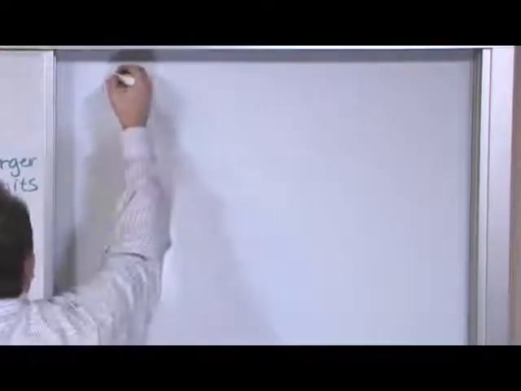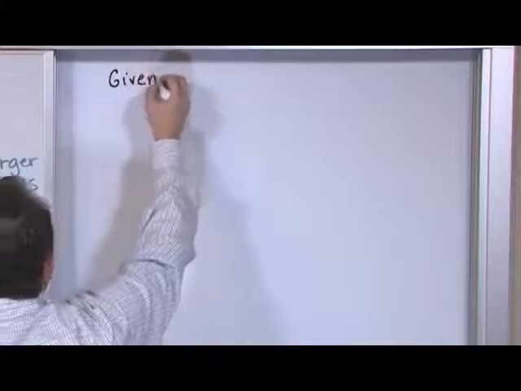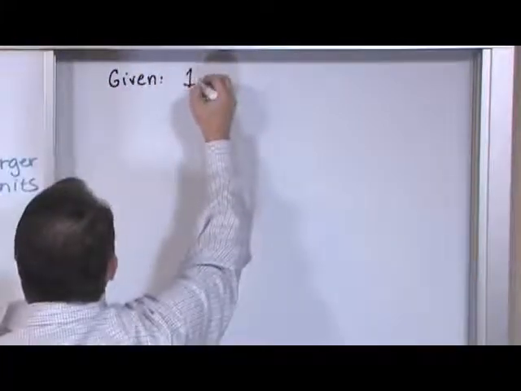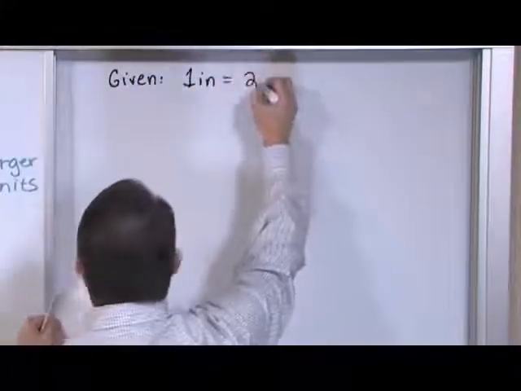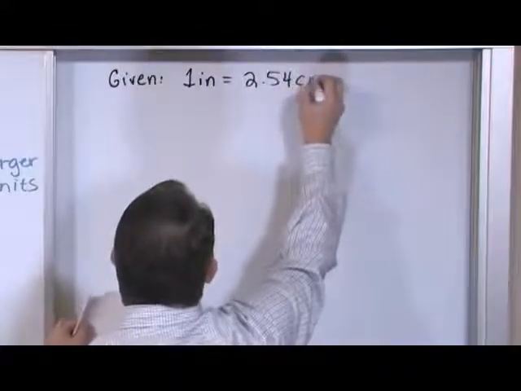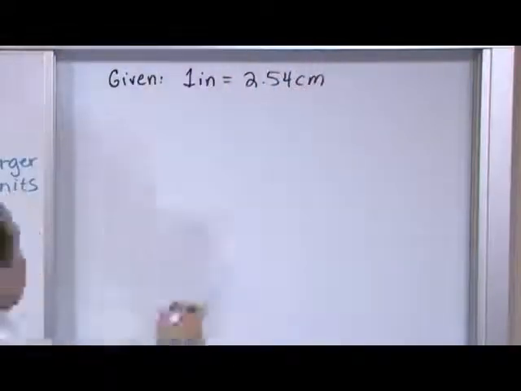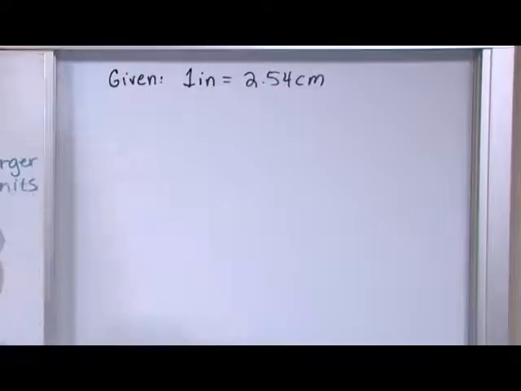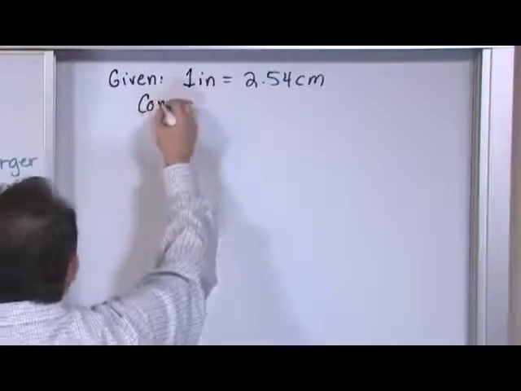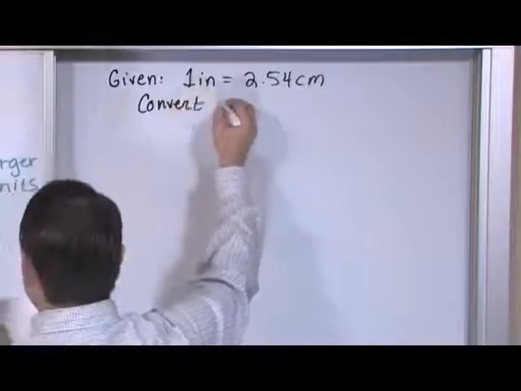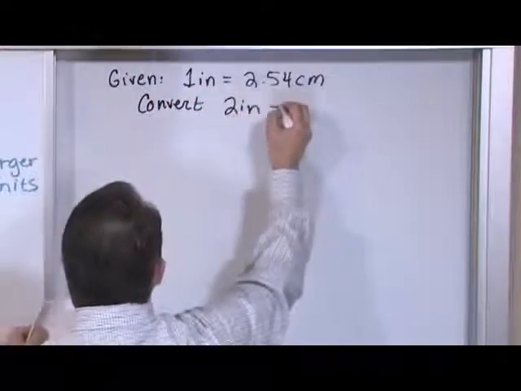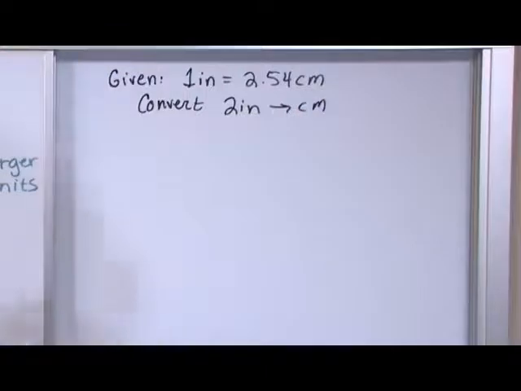Now, what if I gave you a problem and I said, given 1 inch is equal to 2.54 centimeters? That's something that I haven't told you up till now, but it's true. If you measure an inch, it's 2.54 centimeters. And what if I asked you to convert 2 inches to centimeters? How would you do that?